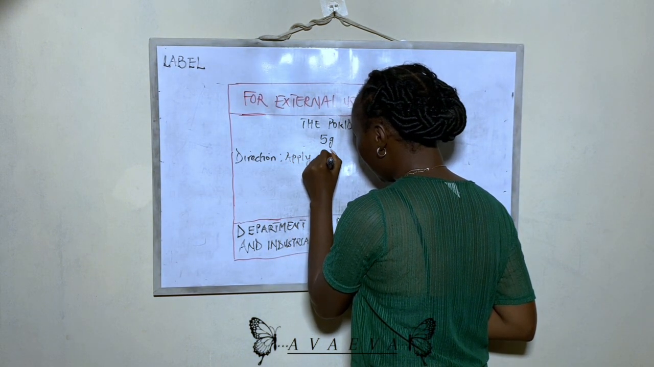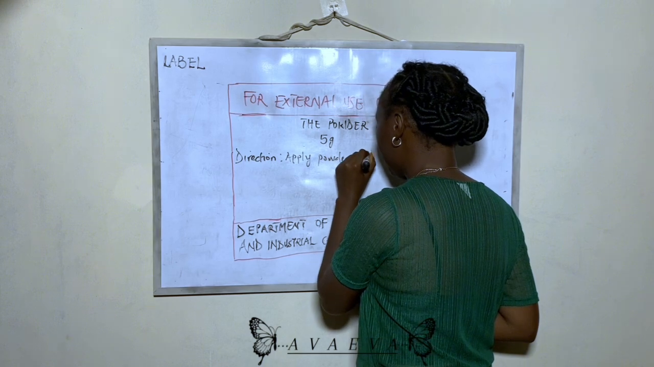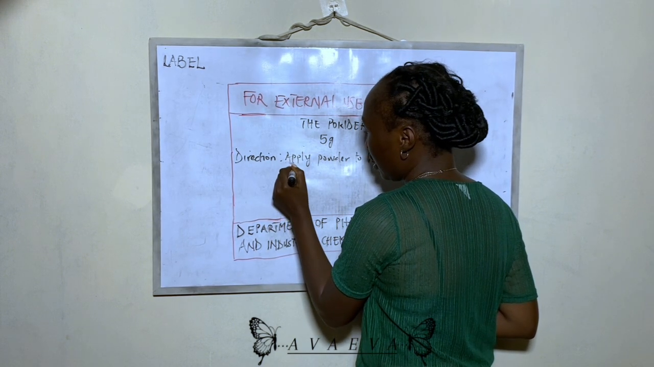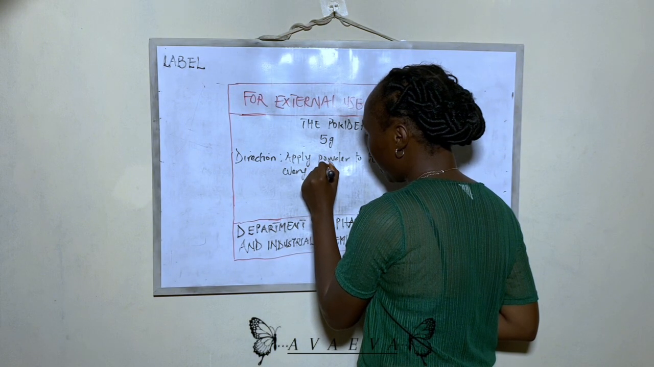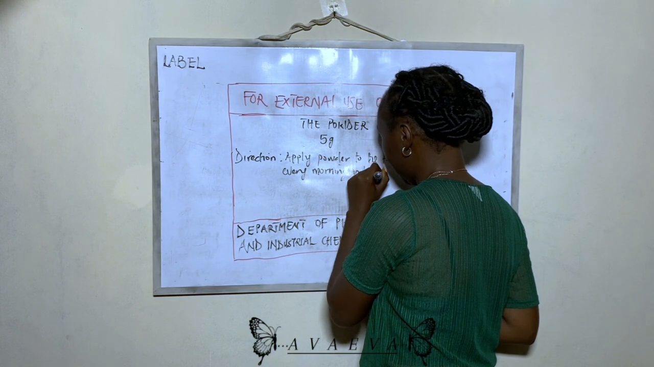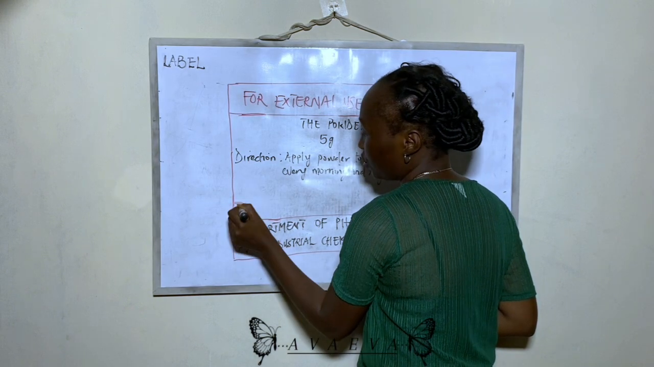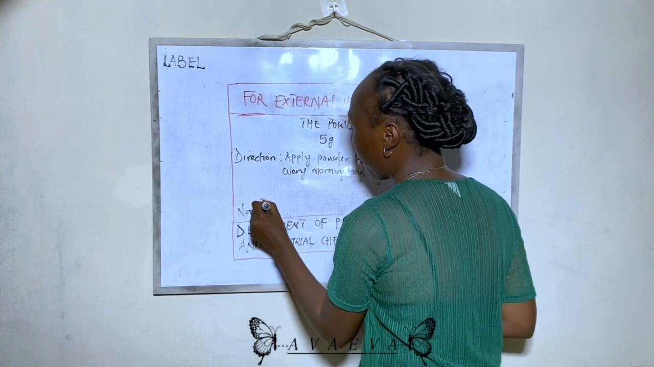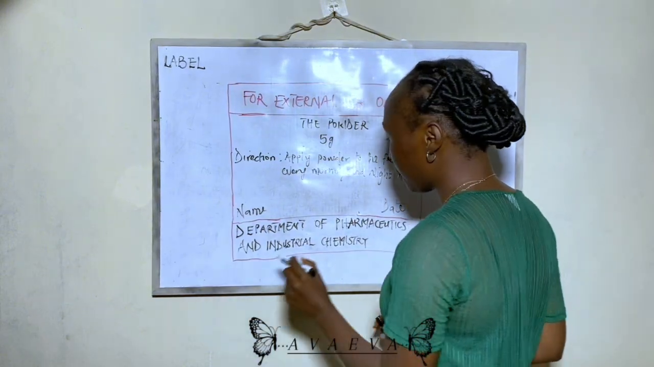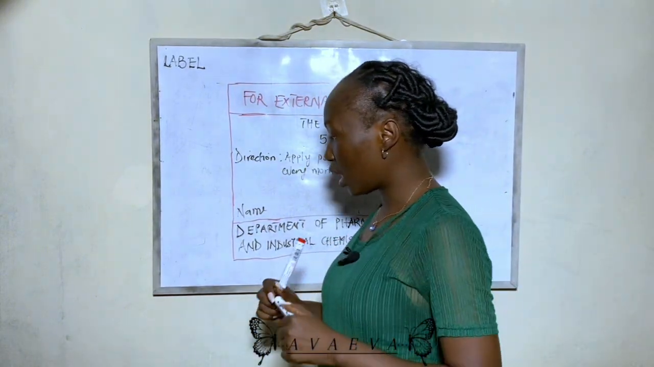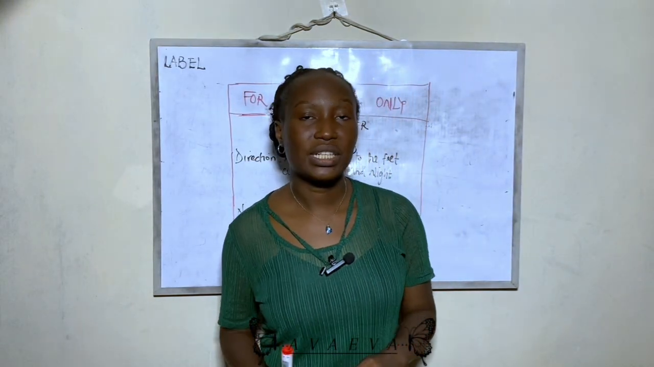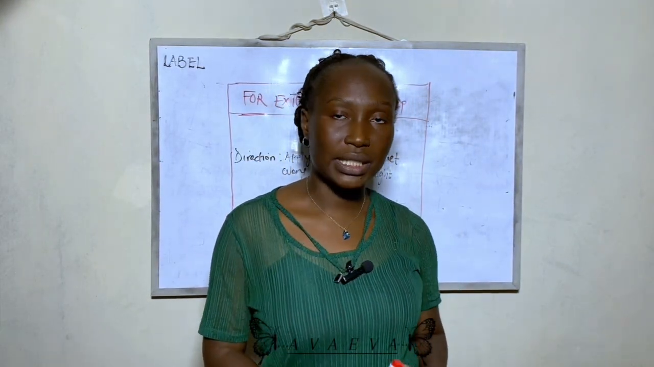Apply powder to the feet every morning and night. Then you have your name and then the dates. After which you have Department of Pharmaceutics and Industrial Chemistry. When this has been established, the next is your uses and references, and you can obtain that in the BPC.